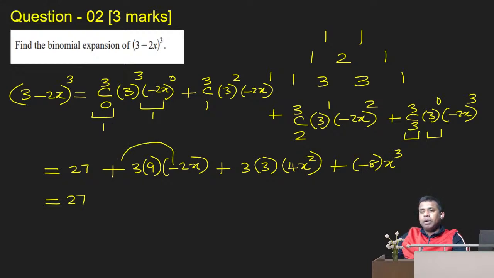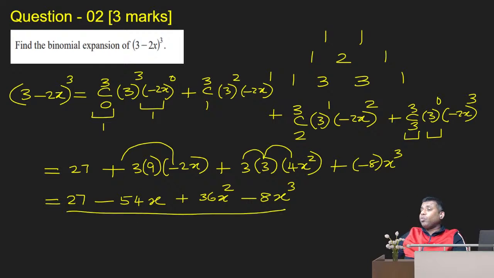So the final answer: 27, and 3 times 9 is 27, minus times plus is minus 54x. Then 4 times 3 is 12, times 3 is 36x squared, minus 8x cubed. You can show as much working as you like, because the examiner is not expecting you to write the answer straight away. At least 1 or 2 steps is more than enough to gain the 3 marks.